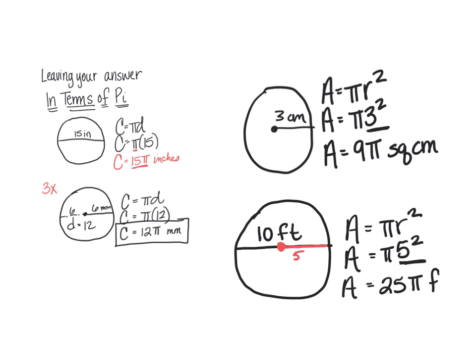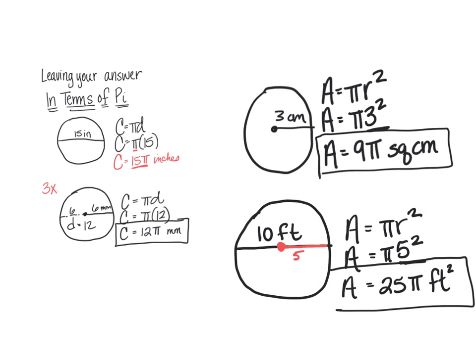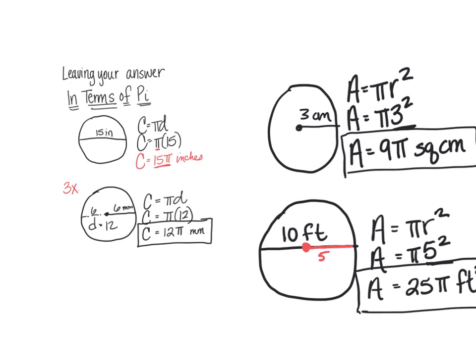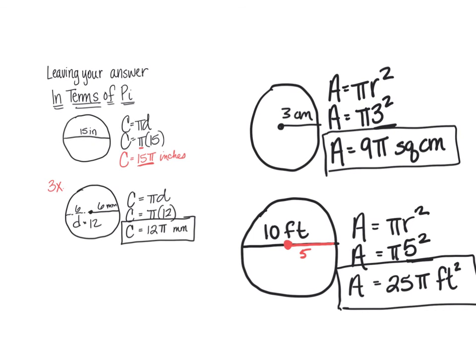And I'm going to write square feet this time like that instead of using the SQ. You can do it either way. You can use the SQ for square like I did there, or you can use the little exponent. Both of those let us know that we're working with squares and not regular measurements. So anytime the problem asks you to leave your answer in terms of pi, that's what you're going to do.